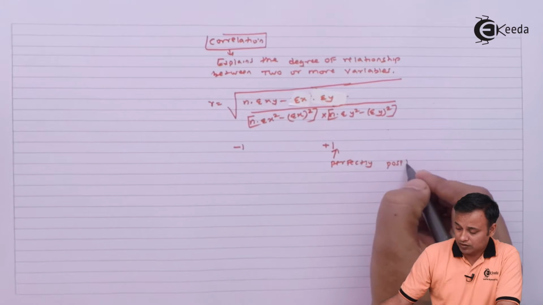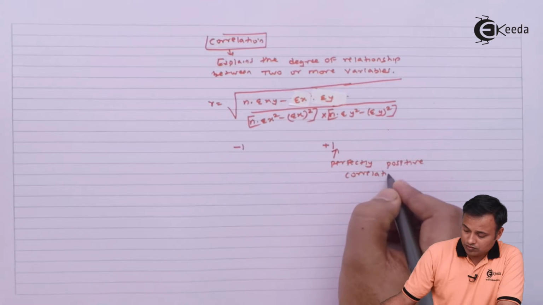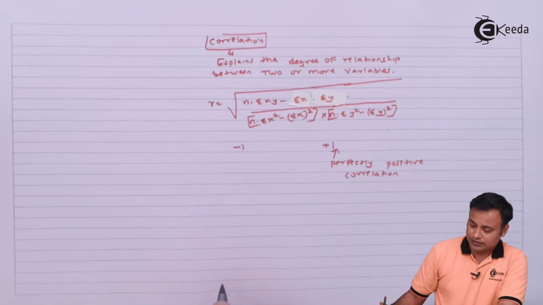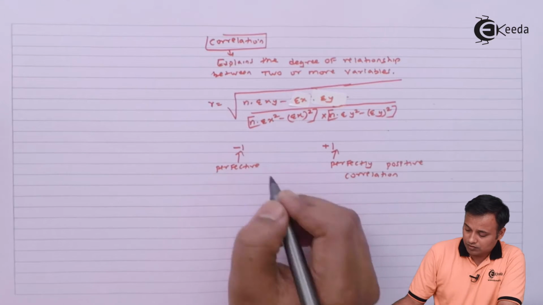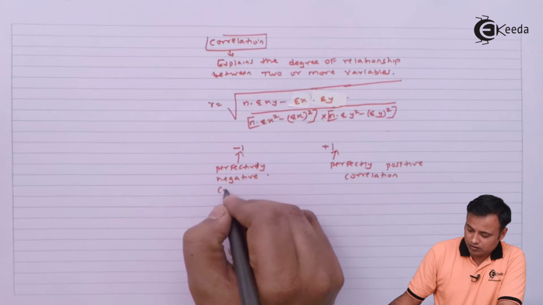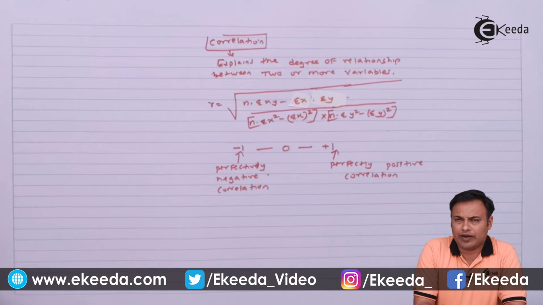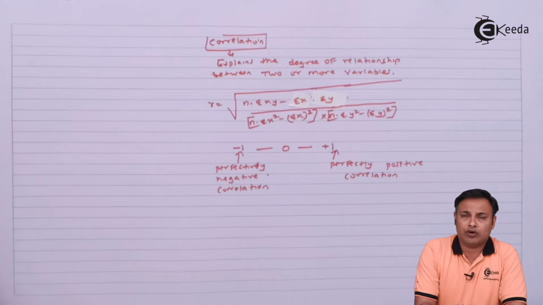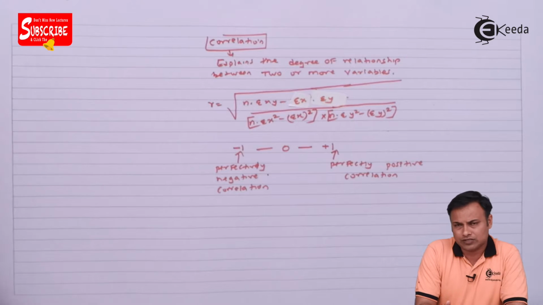Perfectly positive correlation. And -1 indicates perfectly negative correlation. Any value between -1 and +1 will be the value for correlation. -1 and +1 are the extreme values which may come. You won't get a correlation which has a value more than 1 or less than -1.